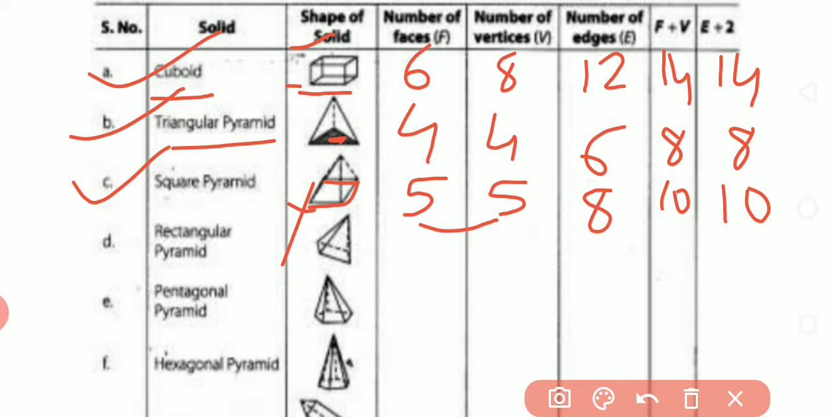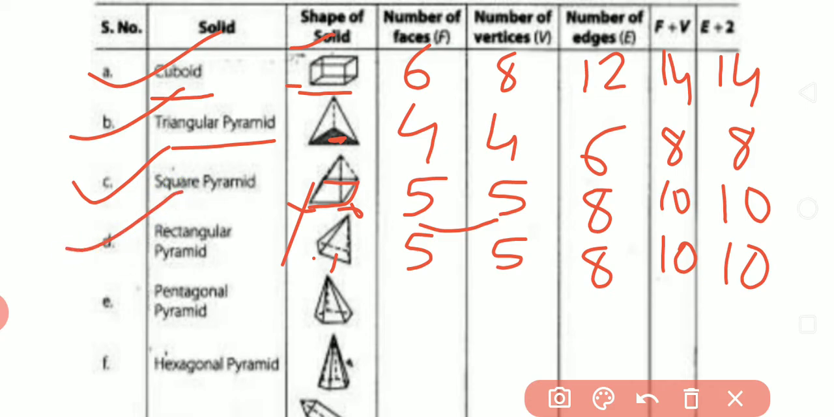Rectangular pyramid, so at the base we have one rectangle and the side faces are triangles, 4 triangles plus one rectangle, that is 5 faces. How many vertices does it have? 4 vertices of the rectangle and 1 at the top, that is 5. And how many edges will it have? 4 edges of the rectangle and 4 on the side faces, so 8. So F plus V is 5 plus 5, 10, and E plus 2, that is 8 plus 2 is also 10. So a rectangular pyramid is also a polyhedron.